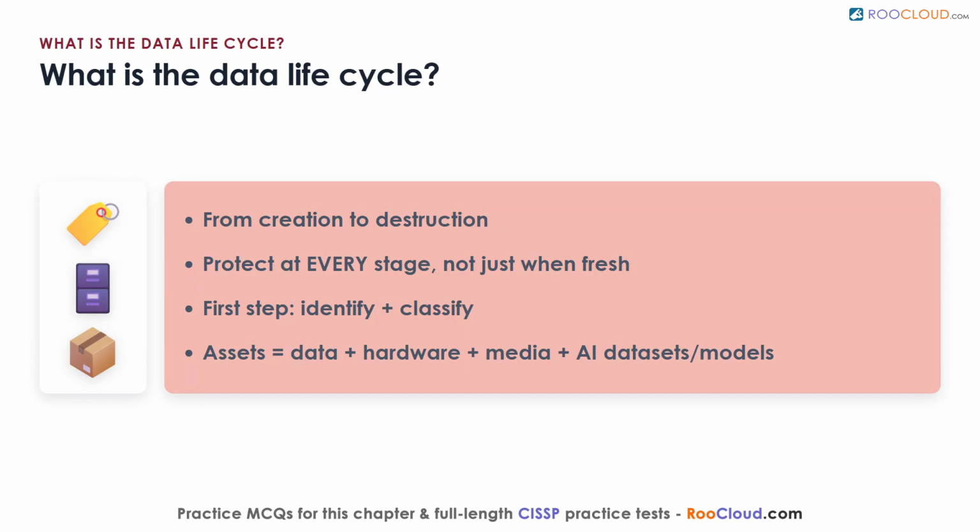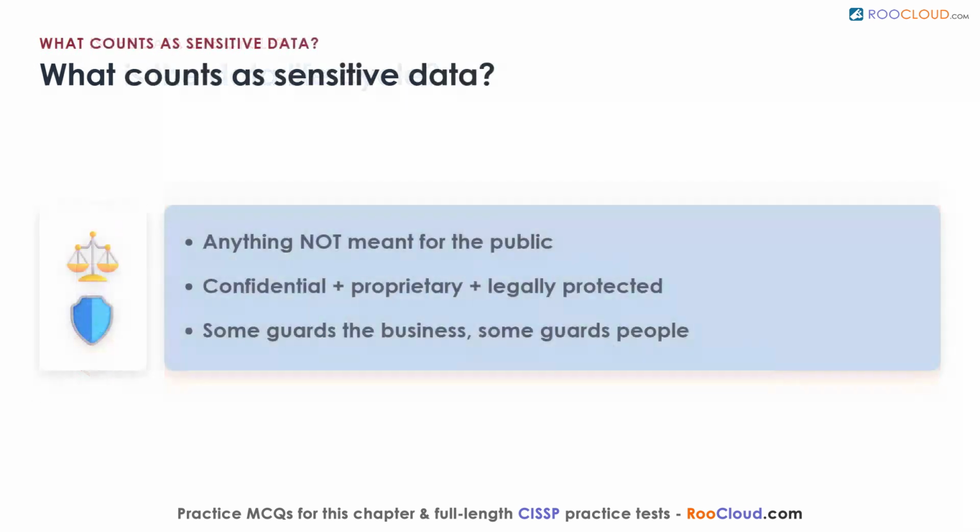So what actually counts as sensitive data? Anything that is not meant for the public eye. That covers confidential records, proprietary work, and anything the law forces you to guard. Some of it protects the business, and some of it protects people. Think of it as the difference between the sign on your storefront and the recipe in your safe. One is meant to be seen, the other must stay hidden.